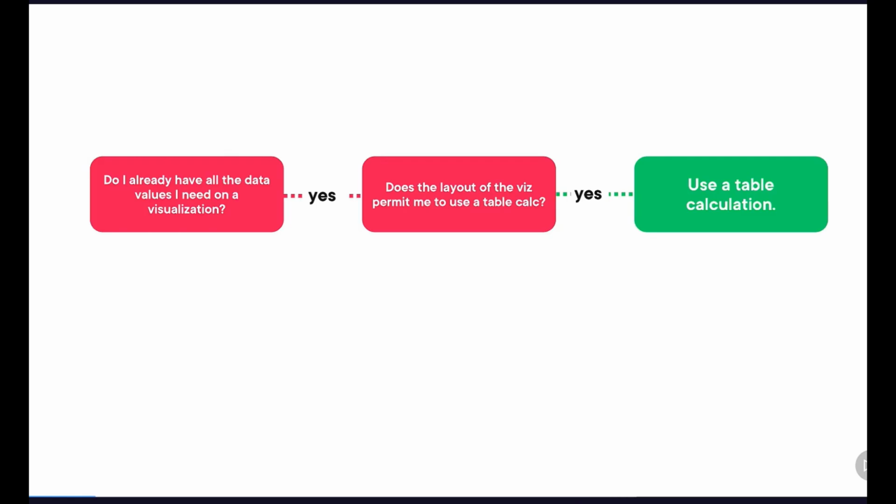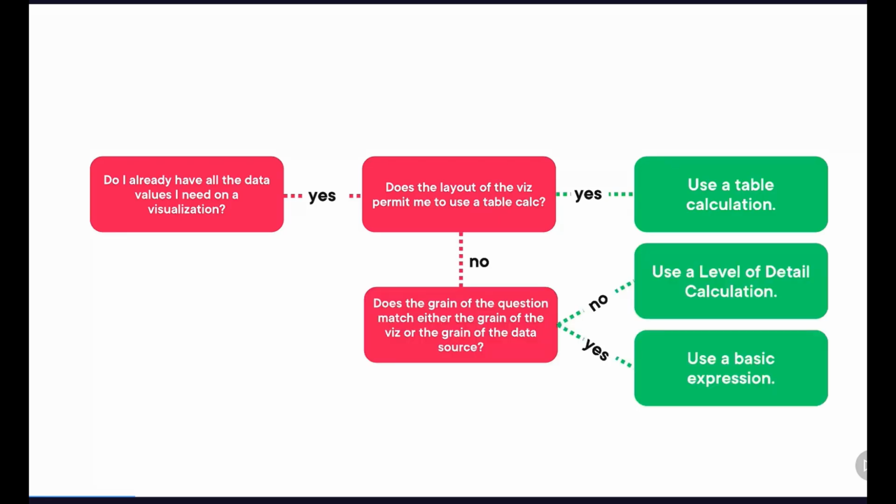If you don't already have the data values you need on a visualization, depending on whether the grain of the question being asked matches with the grain of the data source or grain of the viz, you could go in two directions. If the grain of the question does not match the grain of the viz or the data source, you will need to use a level of detail calculation, because level of detail calculation supports calculation at a level of detail other than view level. And if your grain does match the grain of the question, you can simply use a basic expression like average sales, for example.